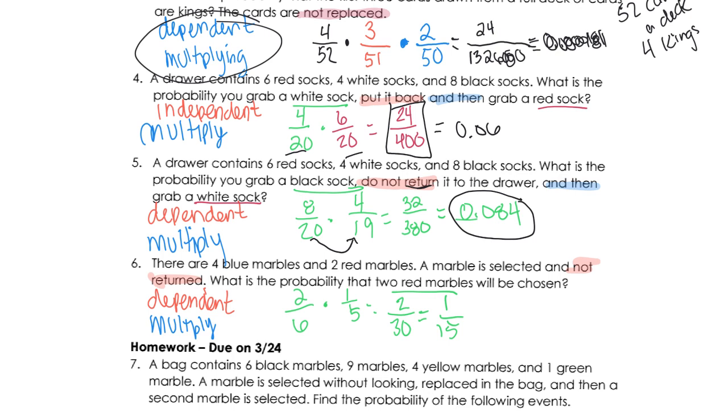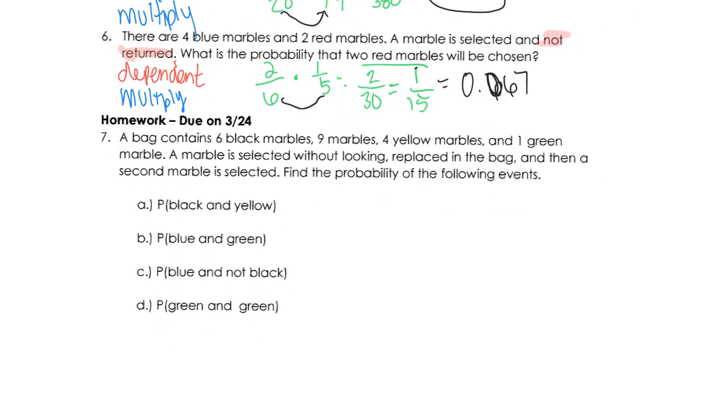Last one is dependent, and again, this number goes down because it's not returned. Whereas we had 2 red marbles to start with, we hopefully have a red marble in our hand. So when we reach for another marble, hoping it to be red, there's only 1 red marble left in there out of the 5 marbles. Okay, and that's 1/15th, which is about 0.067.